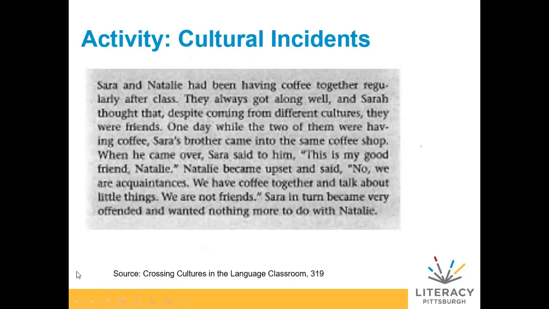And then this comes from the same work. This is what we used to call culturally puzzling differences, that they are calling cultural incidents. And so it's just a little scenario or anecdote that points out an occasion of cultural misunderstanding. And so you can use this to read it, talk about it, try and figure out what happened.